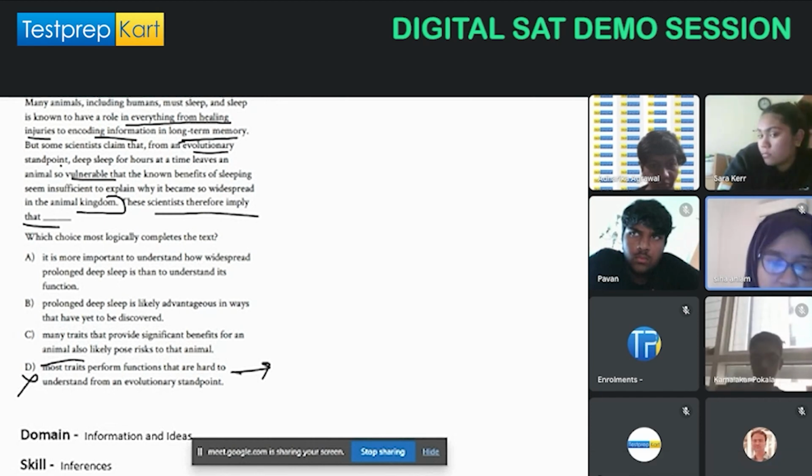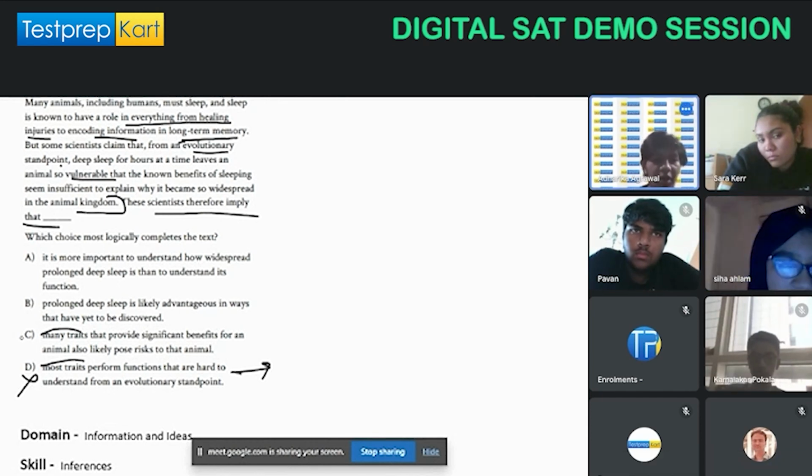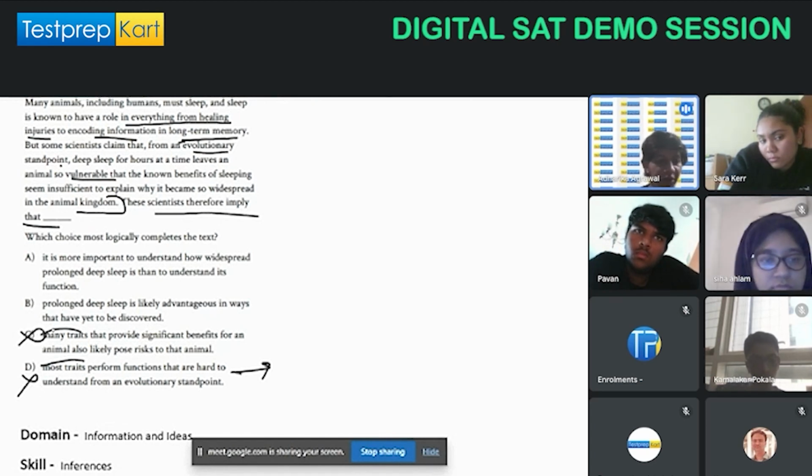Again, they are saying that many traits, right? Which again is not mentioned in the paragraph. In the paragraph, they have talked about deep sleep, prolonged sleep, right? Most and many. So we can eliminate it, and whatever you have explained is also correct.